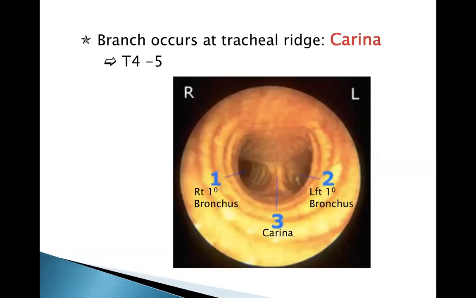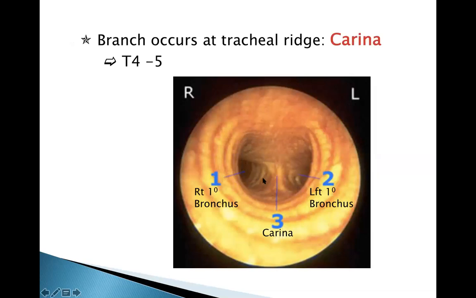Okay, so this is looking through an endoscope that's viewing from the trachea down. Pointing with my finger, this is anterior here, and this would be posterior. You see it's a little bit flatter, so this would be where the trachealis muscle is. So if we're looking, this would be the right bronchus and the left bronchus.